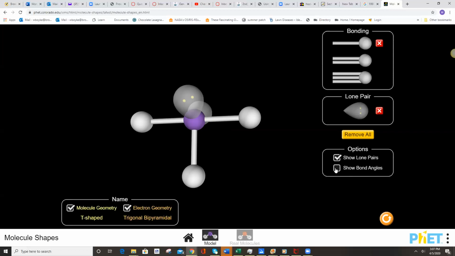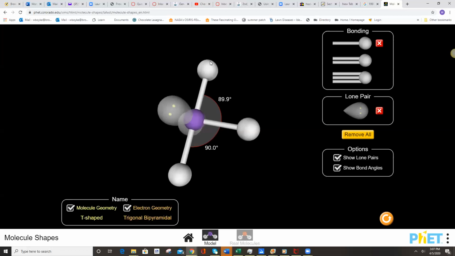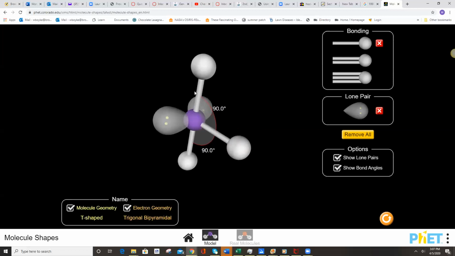Here, if I show some of the bond angles, we still have those 90s. Outer, central, outer is a 90. Outer, central, outer is a 90. And we still have the 180 from here. But what you're going to notice is no matter how you turn the molecule, I don't have that 120-degree bond angle anymore. The reason I don't have that 120-degree bond angle is remember where that 120-degree bond angle came from.